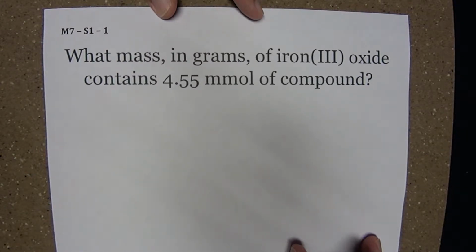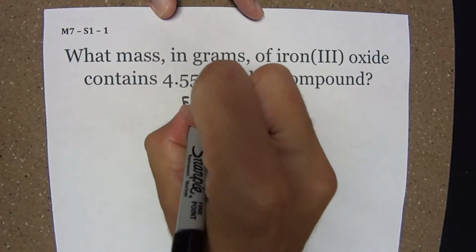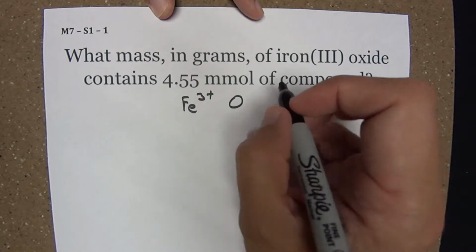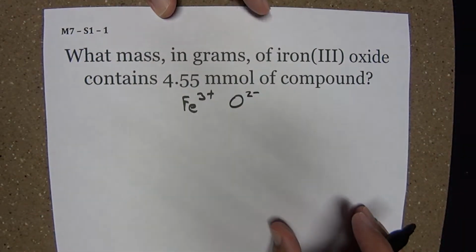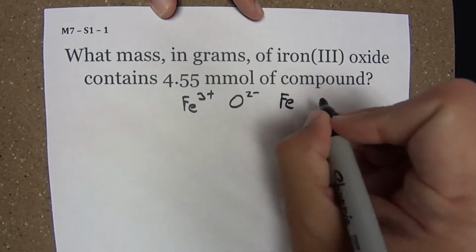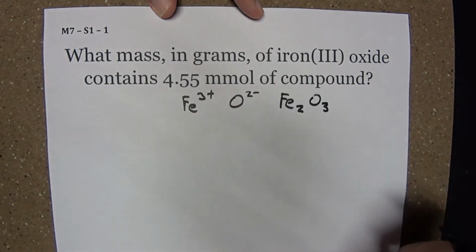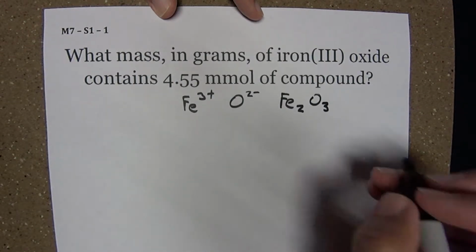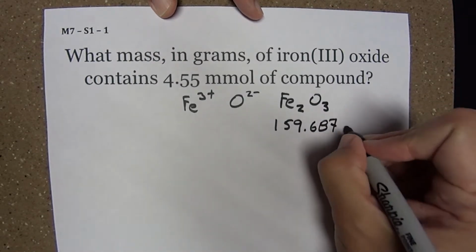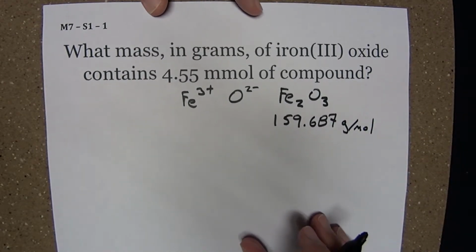Okay, first, what is that chemical formula? This is an ionic compound, and the component ions are Fe3+. Oxygen is in group 6A. As the anion, it carries a -2 charge. To make the net neutral compound from these component parts, I have Fe2O3. And if I used the periodic table to come up with the molar mass for that compound, I'm going to get 159.687 grams per mole.